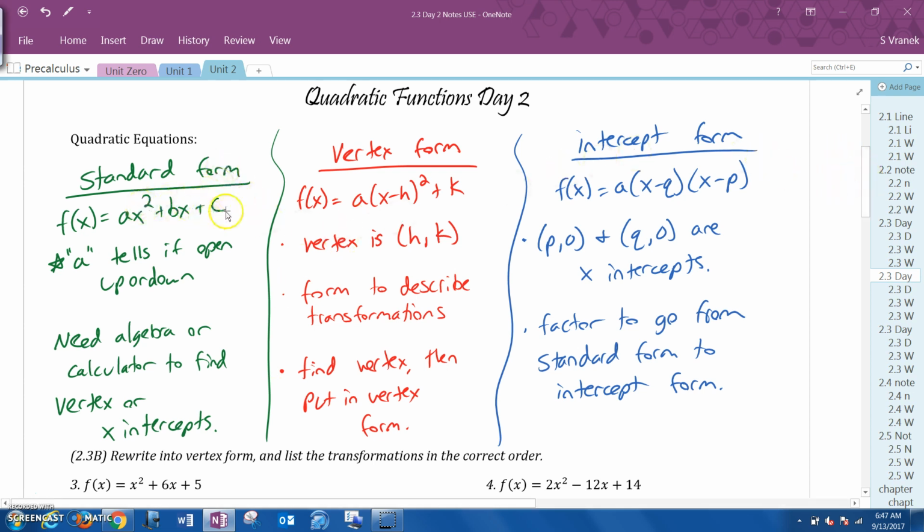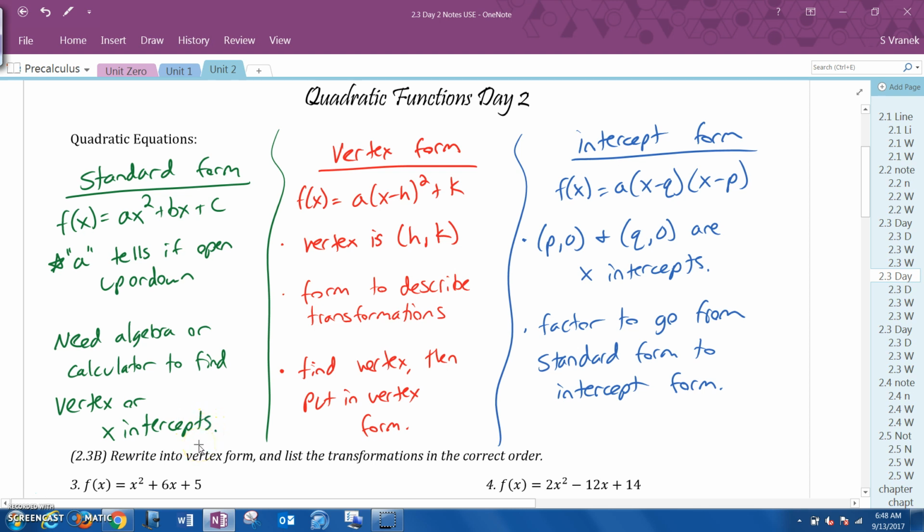So standard form is the one we always see. A tells you if it's opening up or down: if it's positive, it's up; negative, it's down. And then we need algebra or a calculator to find the vertex or x-intercepts. We need to do negative b over 2a from yesterday, and to get the x-intercepts, we have to factor or use the quadratic formula.